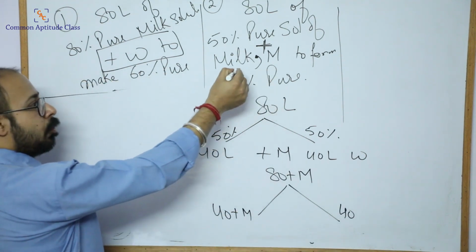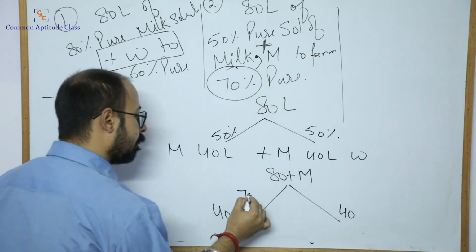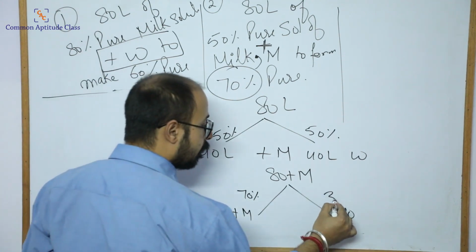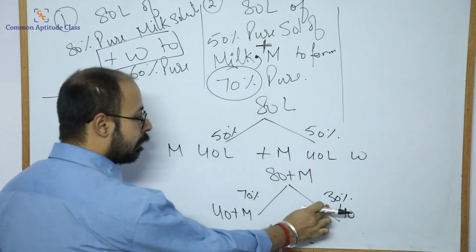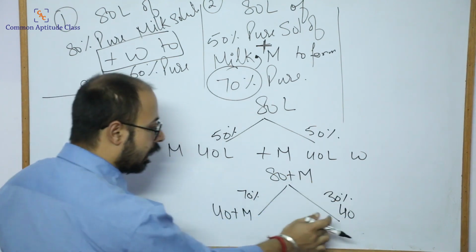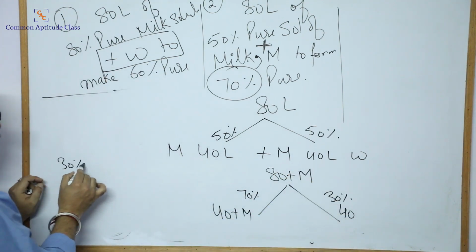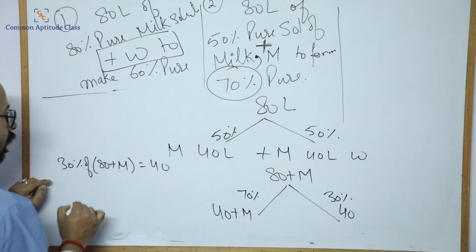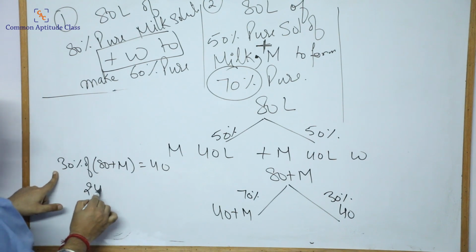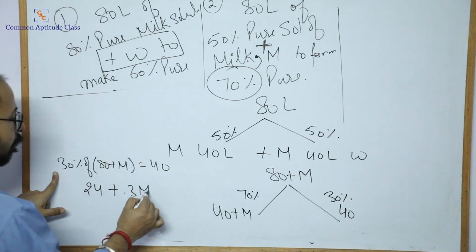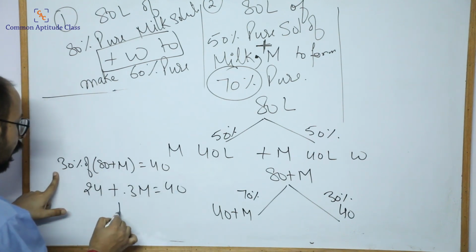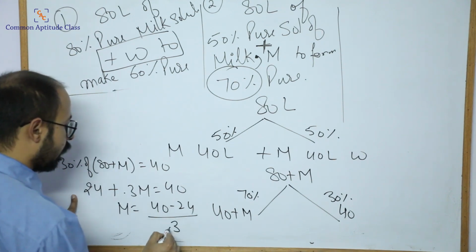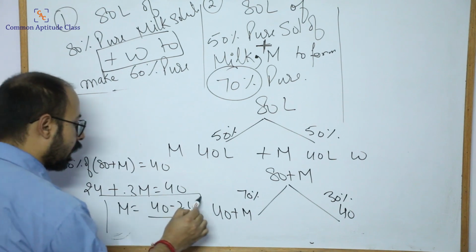What is the percentage of purity? 70%. So this is what? 30%. So I can write 30% of 80 plus M is equal to 40. That is 24 plus 0.3 M is equal to 40. So M is equal to 40 minus 24 upon 0.3. So this is the amount of milk added in it.